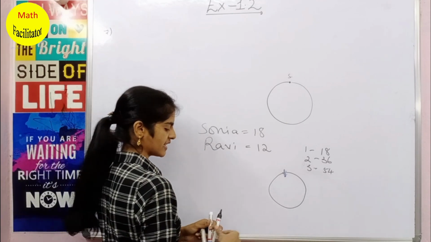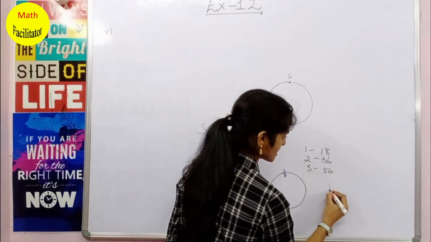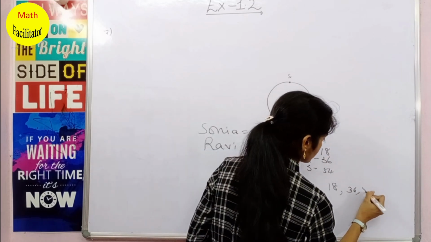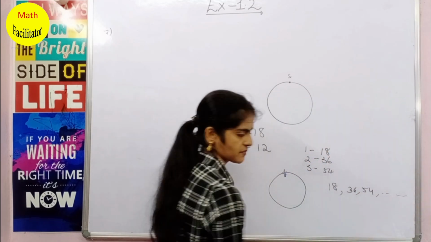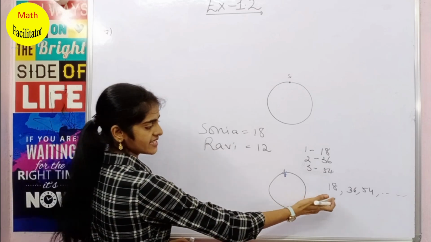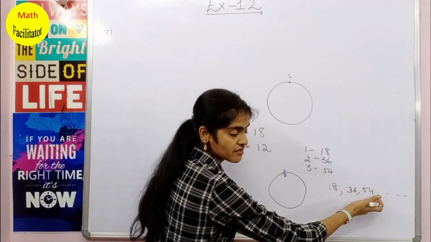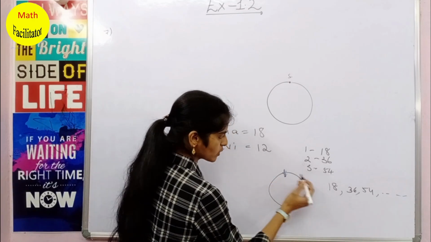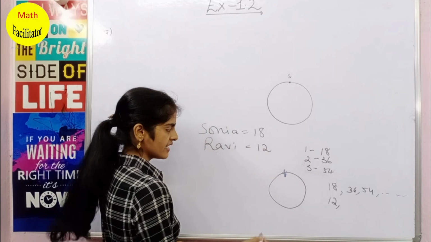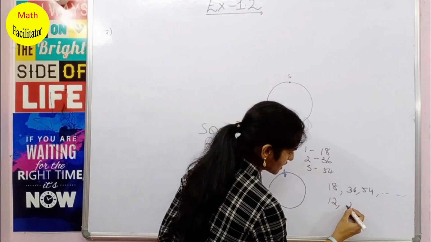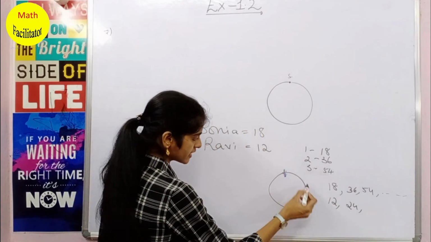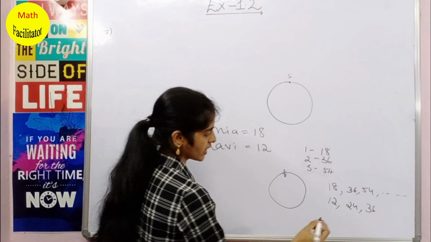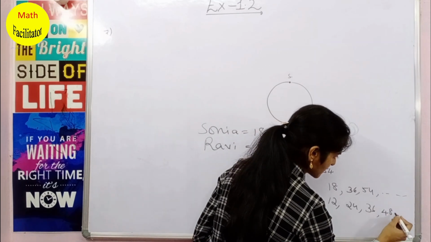Now let us find it here. So for Sonia, for first round she is taking 18 minutes. To complete second round she will take 36 minutes, and for third round she will take 54 minutes and so on. That means you can see it is multiples of 18: 18, 36, 54 and so on, right? Now Ravi will complete the first round in 12 minutes. For the second round he will take 12 plus 12, 24 minutes. For third round he will take 36 minutes. He will complete the third round in 36 minutes. Now fourth round he will complete in 48 minutes and so on.